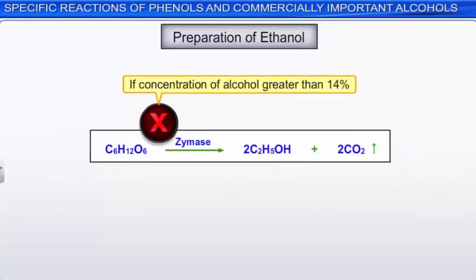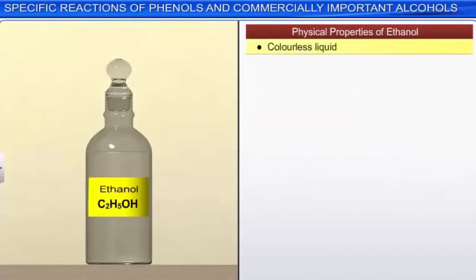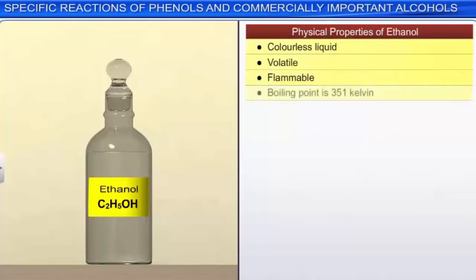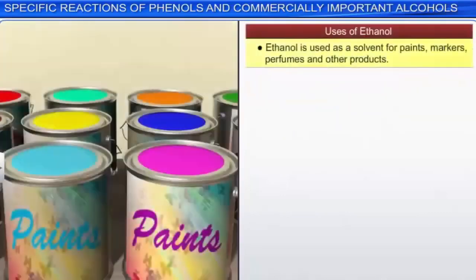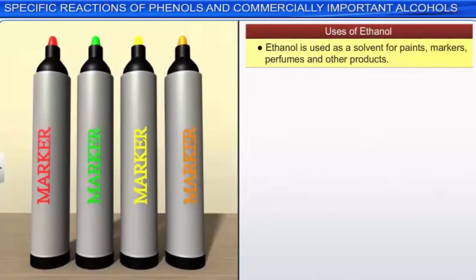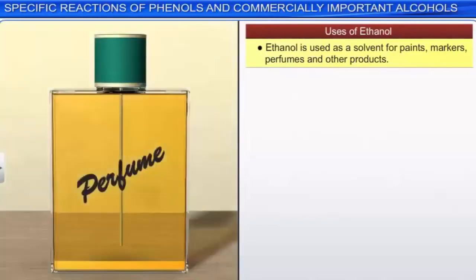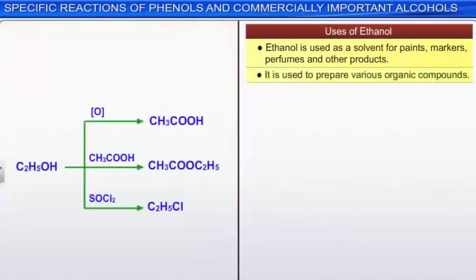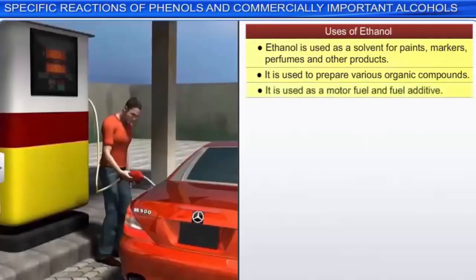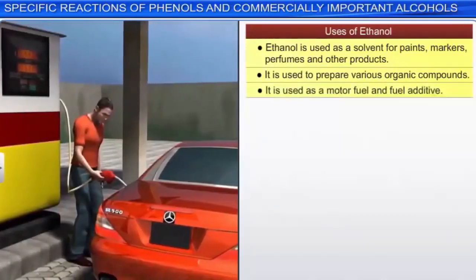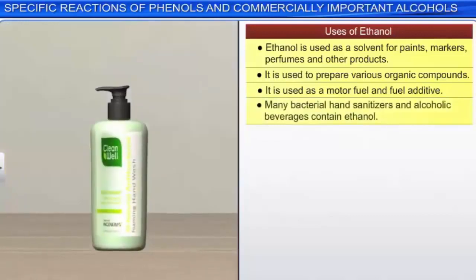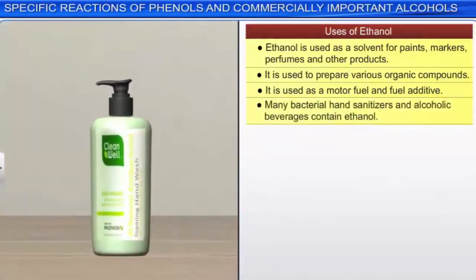Ethanol is a colorless liquid, which, like methanol, is volatile and flammable. It has a boiling point of 351 Kelvin. Ethanol is used as a solvent for paints, markers, perfumes, and other products. It is used to prepare various organic compounds. It is used as a motor fuel and fuel additive. Many bacterial hand sanitizers contain ethanol. Alcoholic beverages contain ethanol.